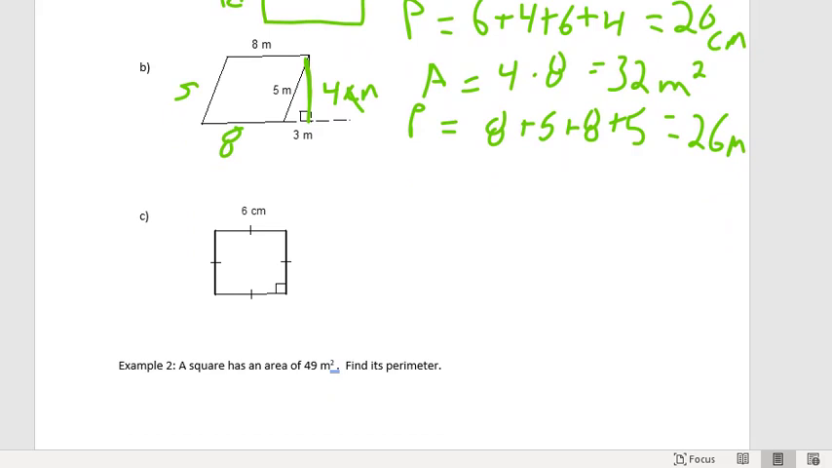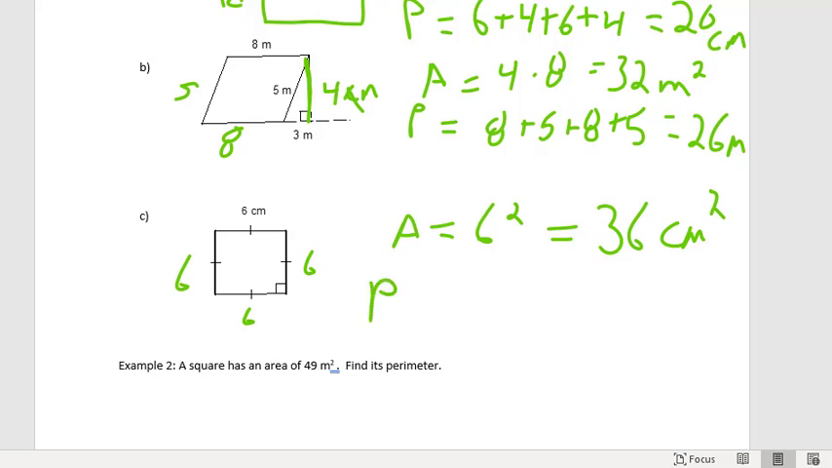Part C, side is 6 centimeters, so they're all 6. Area is 6 squared, or 36 centimeters squared. Don't forget units. Perimeter, 6 times 4, since there's 4 sides, or 6 plus 6 plus 6 plus 6, and that is 24 centimeters.